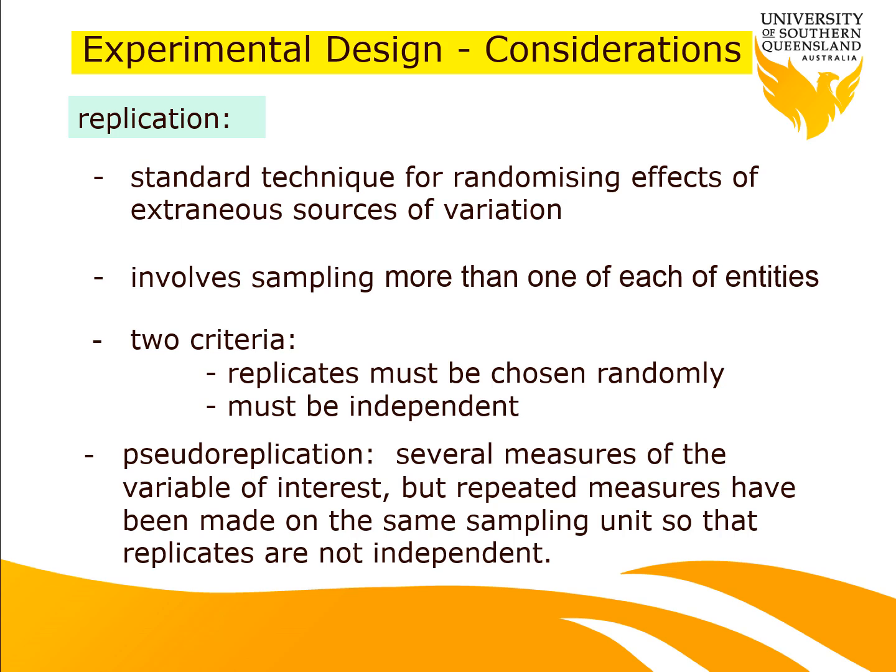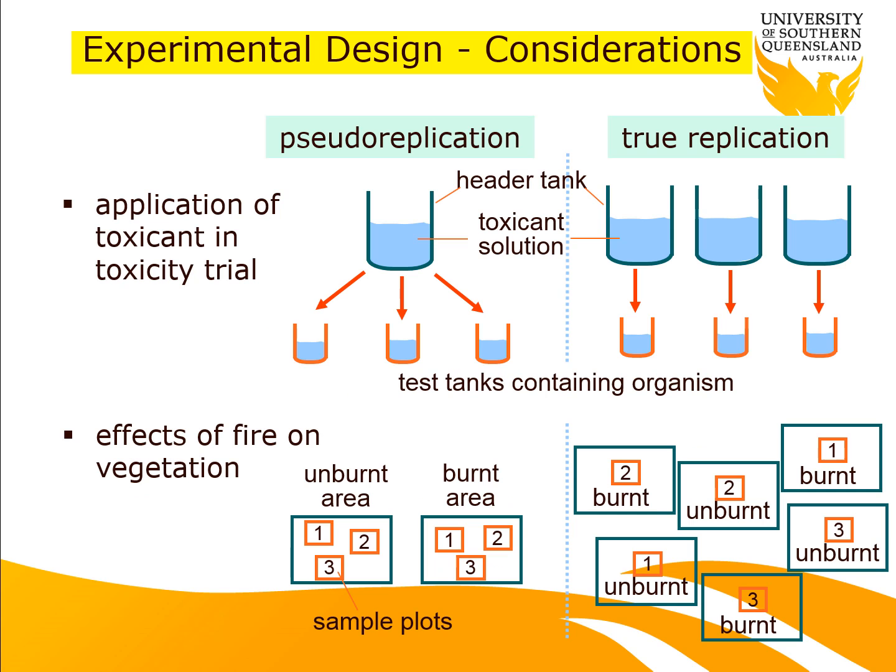If you're doing blood work on two different mice, the levels of hormones in one mouse is not going to affect the level of hormones in another. Now, pseudo-replication can be a really big issue in research. It's where you've measured several variables of interest, and so you have repeated measures, but they've been made on the same sampling unit, so they're not independent of each other. And I'm going to show you a couple of examples of that.